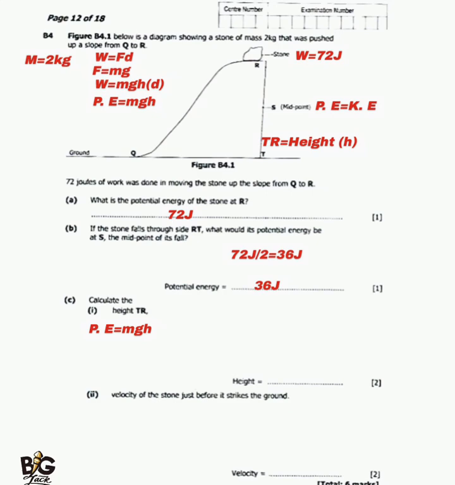So we are going to get the potential energy, 72 joules, is equal to the mass. In the question they were saying the mass is 2 kgs, multiplied by the gravity, which is 10 newtons per kg, multiplied by the height, which we don't have. So I'm going to multiply 2 kgs by 10 newtons per kg, multiplied by H.